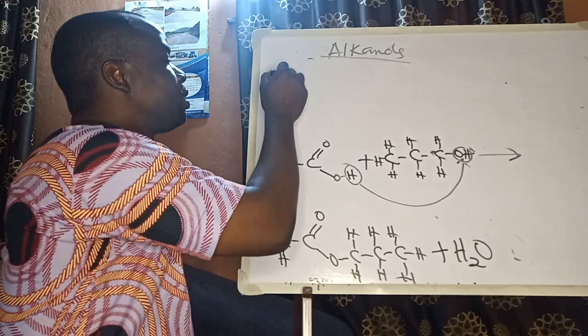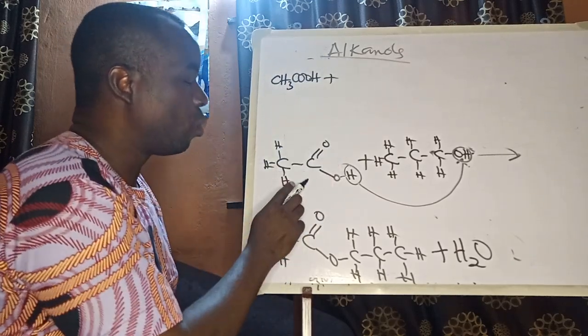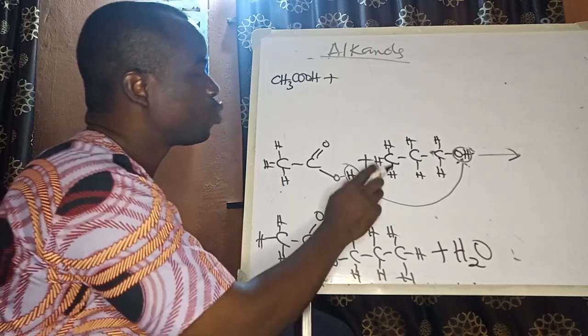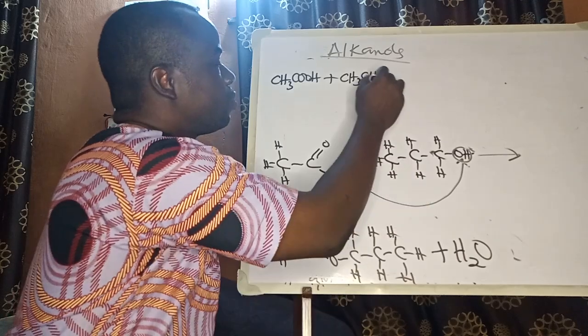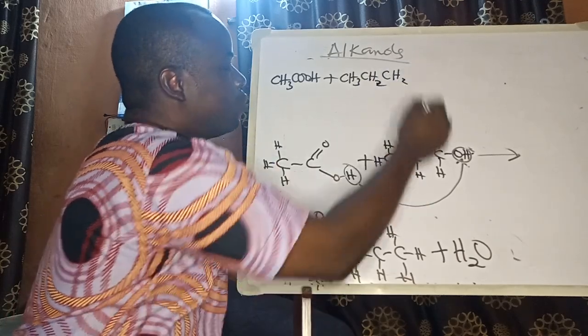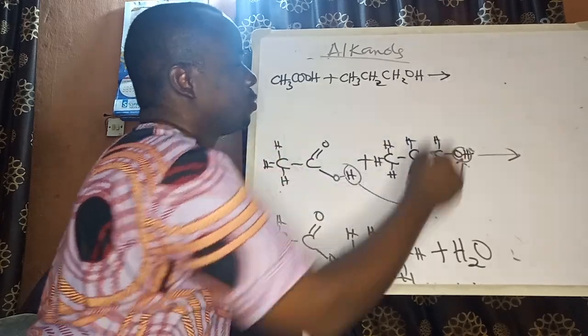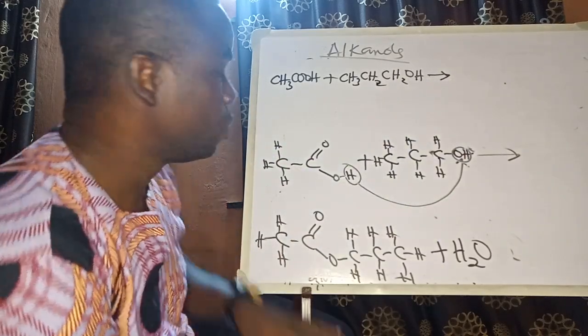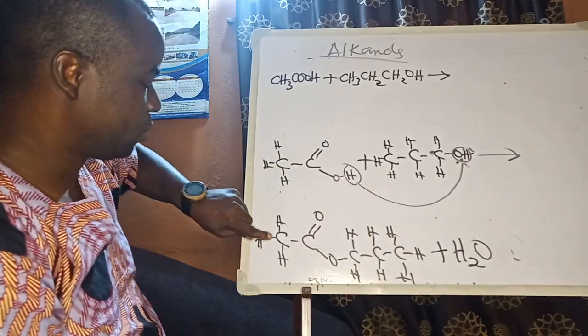Now this one is CH3COOH. This one is CH3CH2CH2OH. Are you following now? So I just summarize it like this. Then this product now, let's summarize it.